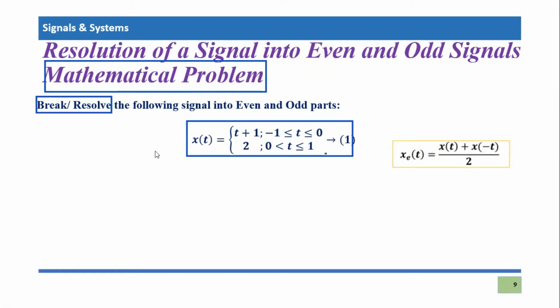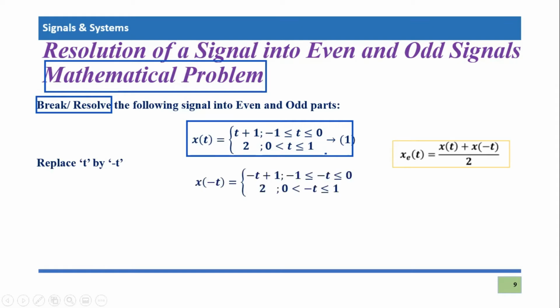So how would you do it? We will have to replace t by minus t in this original signal. This is the step we are going to do: replace wherever we find t. So this t will be replaced by minus t. This t in the definition will also be replaced by minus t. And in this interval, this t will also be replaced by minus t. And similarly, this t will also be replaced by minus t.